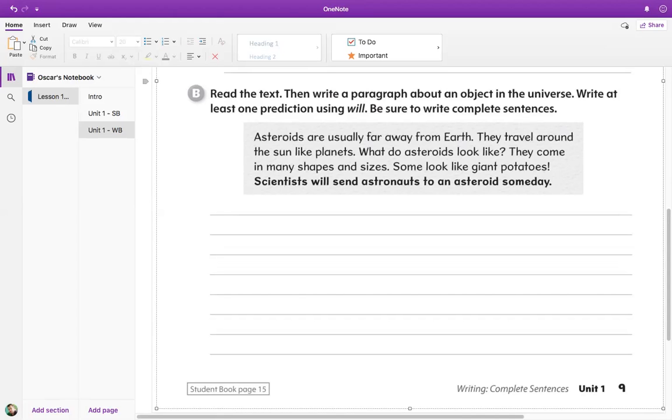Also, write at least one prediction using "will," and be sure to write complete sentences. For the predictions with will, I know that you have studied them with your English teacher, so write at least one if you can. And we have talked about complete sentences before, so try to write complete sentences. You can read this short paragraph as an example, and you can follow it to write about the object that you will choose to talk about.